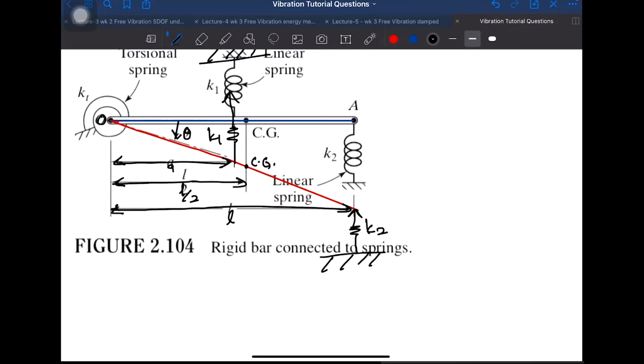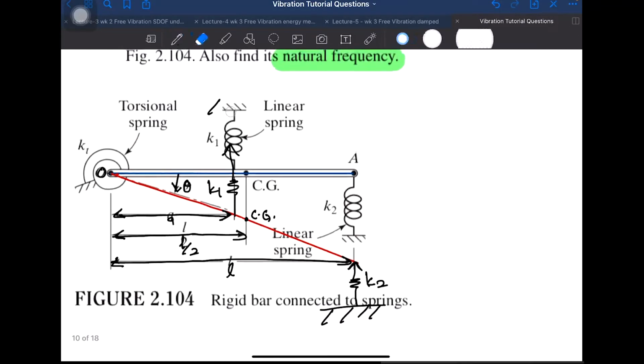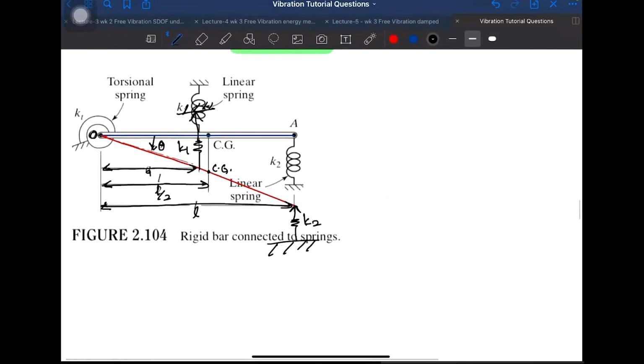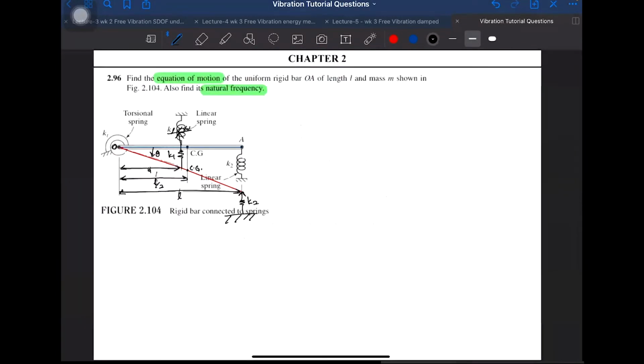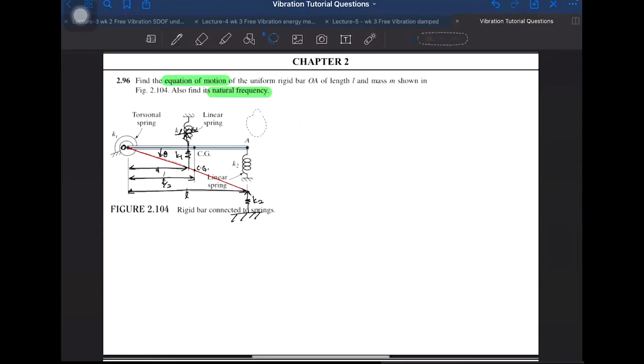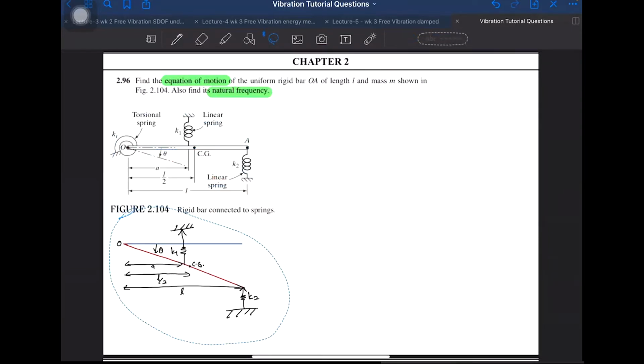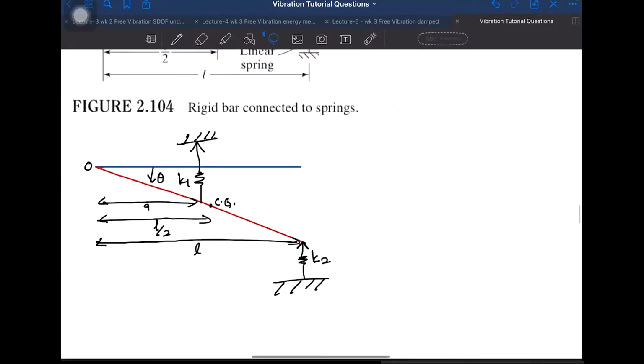This is K2. All right, wait. Okay. Wait, it's getting messy here. I'm going to move the picture. Okay then.